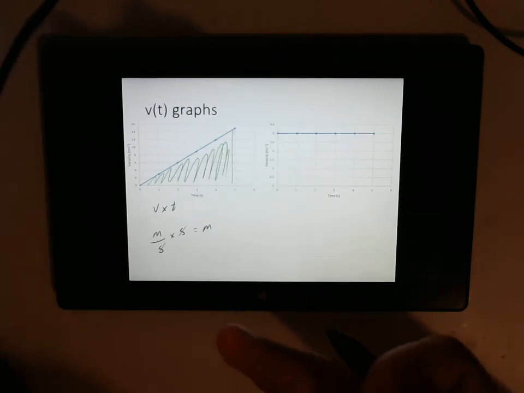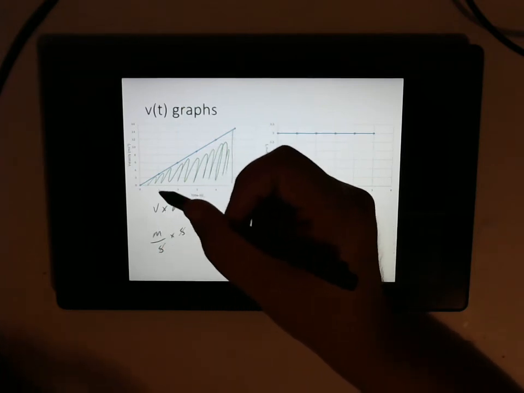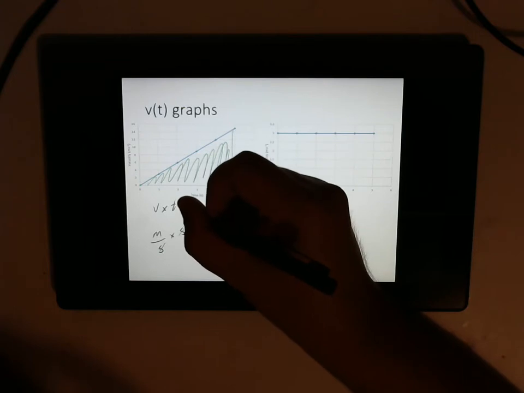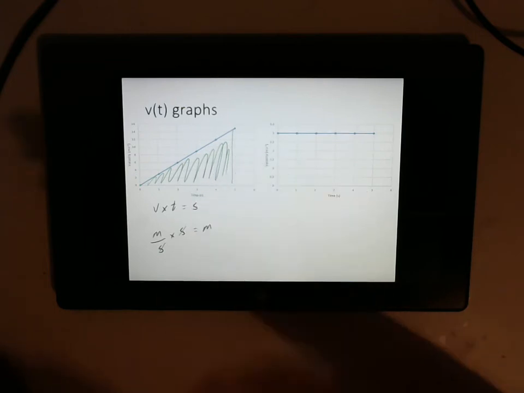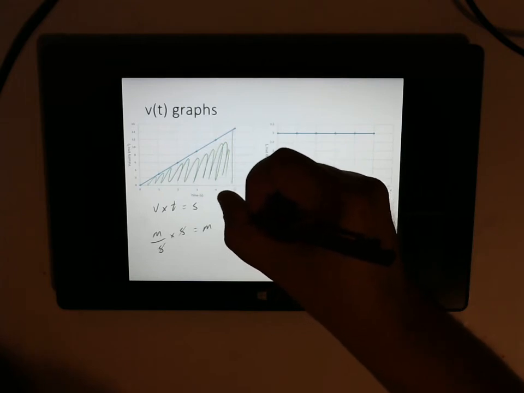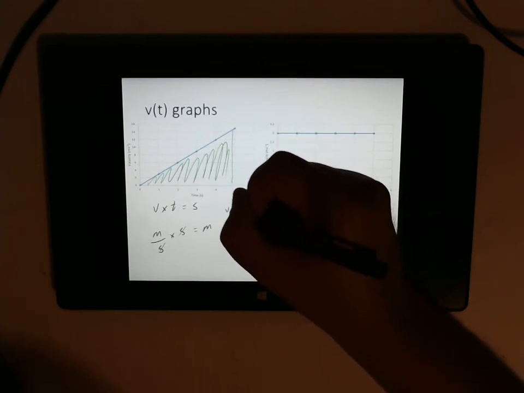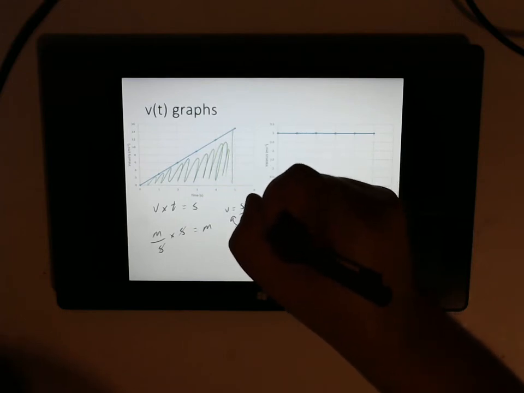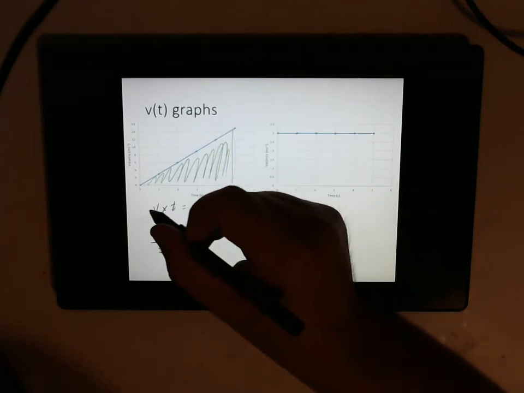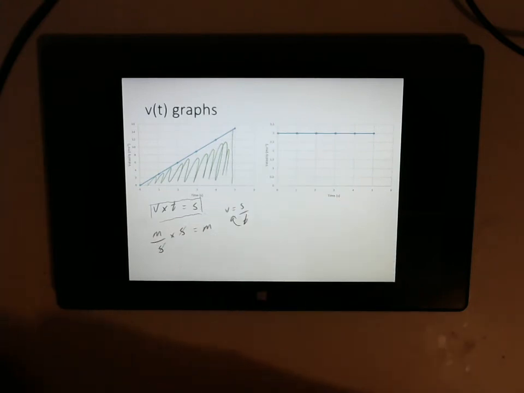So what is being measured in meters? Well, the only thing we know about meters is either distance or displacement, and since we're dealing with velocity, it must be equal to displacement. And if we look at the equation that we had before, v equals s divided by t, we can rearrange this. We can multiply the t to the other side and get this relationship here.